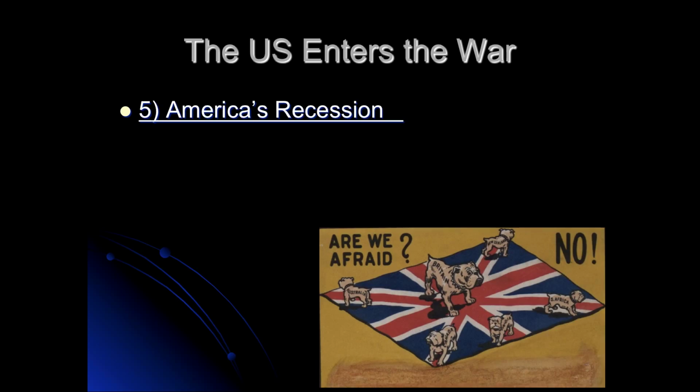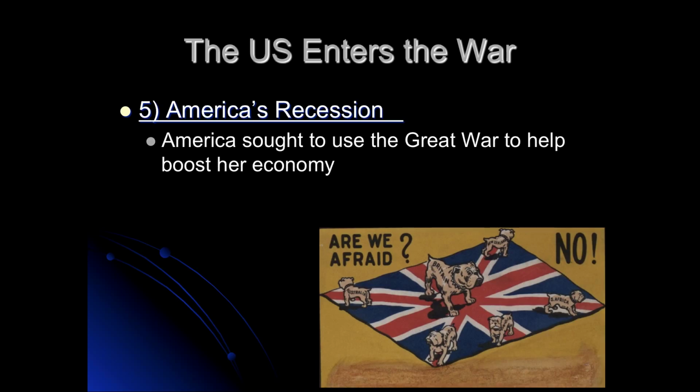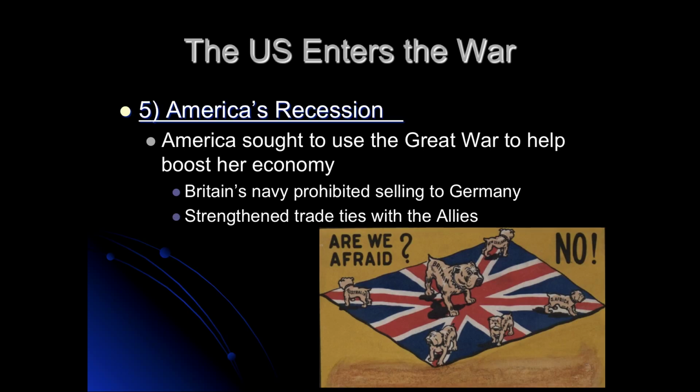The last point here is America's recession. So America is going to go through a recession in the early 1900s, believe it or not. Even though we have this huge industrial revolution time period, the progressives are going to put much of a halt on a lot of the industrialism, and so there's going to be a recession, a relapse in the economy. And so Americans are trying to use the Great War to boost their economy. The way that we do this is by selling to Great Britain because we can't sell to Germany because of the naval blockade they have.